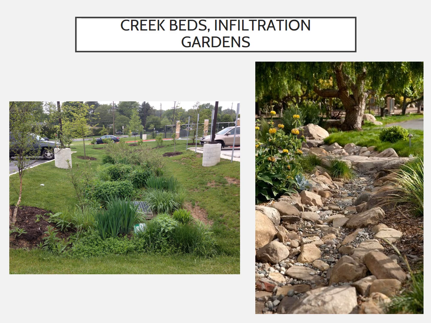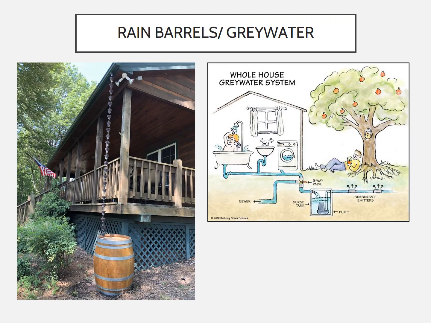Here's just some images of some infiltration gardens. Also, people call them dry creek beds. Aesthetically, they're really pretty, so it's a good thing to take advantage of. Also doing rain barrels and gray water are good ways to reuse water on site and reduce stormwater runoff.